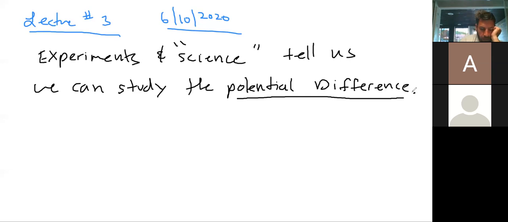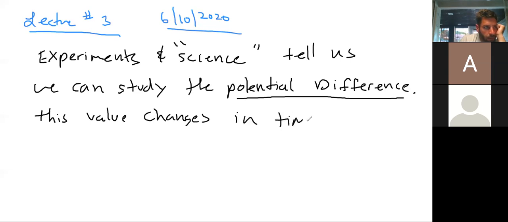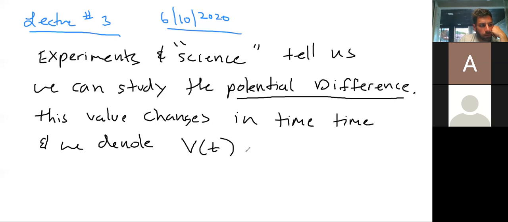So what we do is we note that this value changes in time. And we denote it. The typical way of doing this, V, has its history with voltage, I suppose. We denote it V(t). So this potential difference is V, and since it depends on time, we write it as a function of time. Is everybody okay with this? I hope at this point we understand.